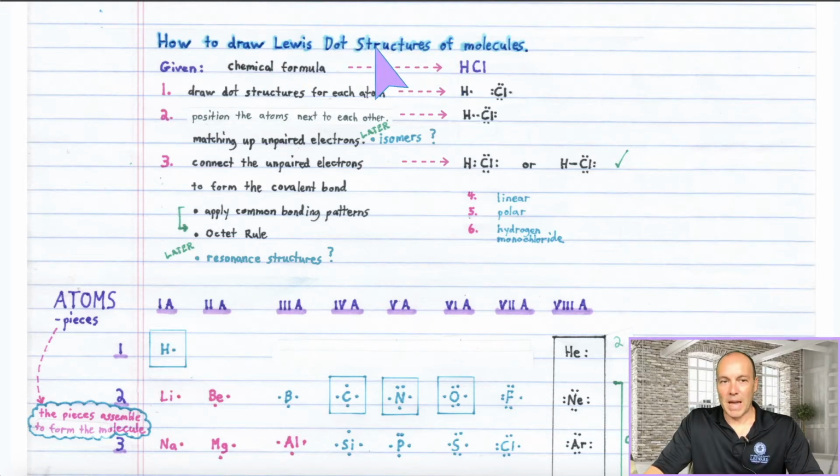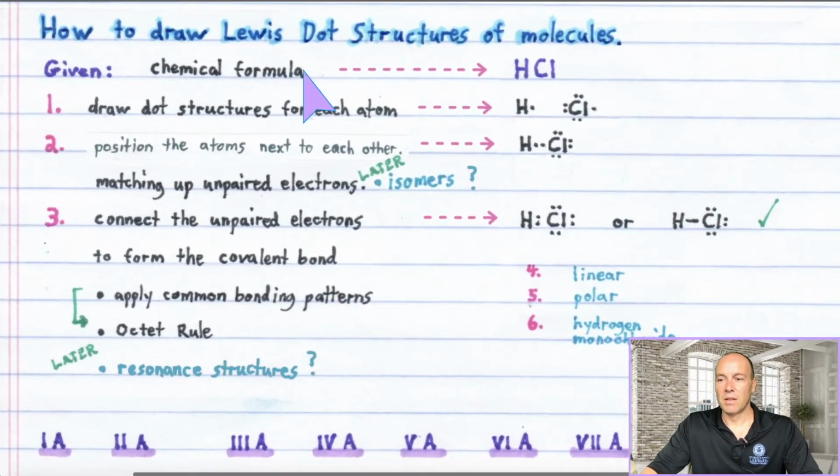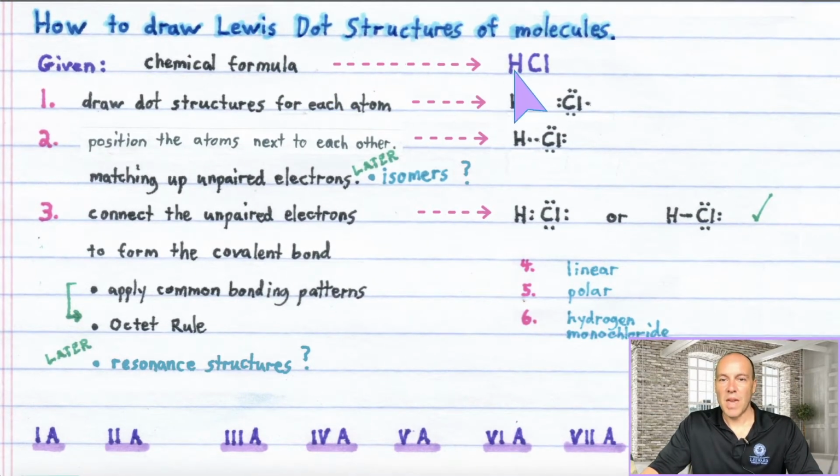Okay, how to draw the Lewis structures of molecules. So you need to be given a chemical formula, and suppose we're given the chemical formula HCl. So there is our formula. You have one hydrogen and one chlorine. Now, to get to the Lewis structure, you're going to follow these three steps. In the first step, you draw the dot structures for each atom in the formula.